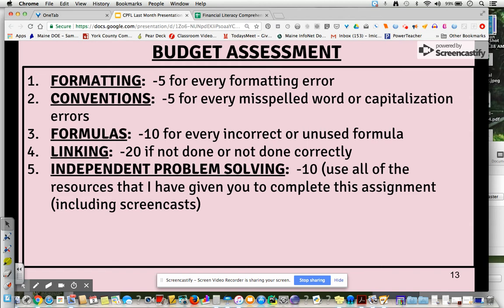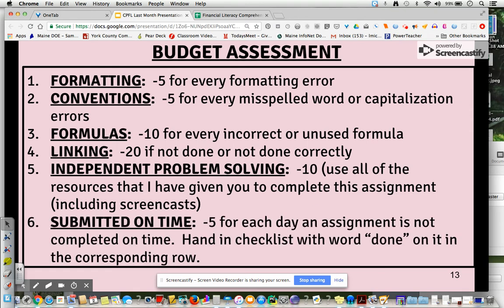I expect you to use past knowledge and apply it to new situations, and use the resources I've given you. And also make sure you hand this in on time. You'll lose 5 points for each day an assignment is not completed on time. When you finish an assignment, hand it in with the word done on it.